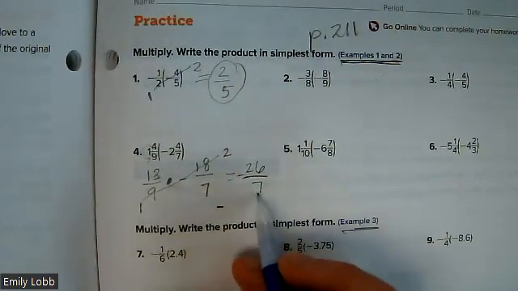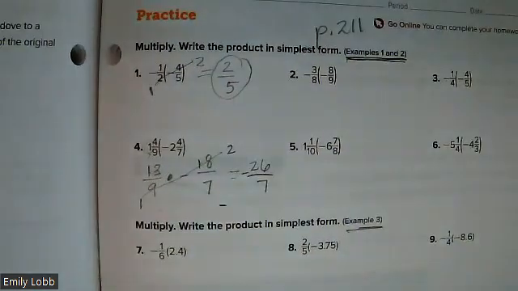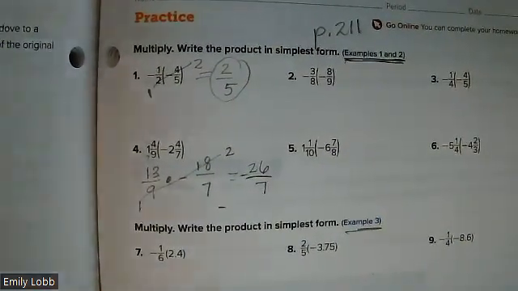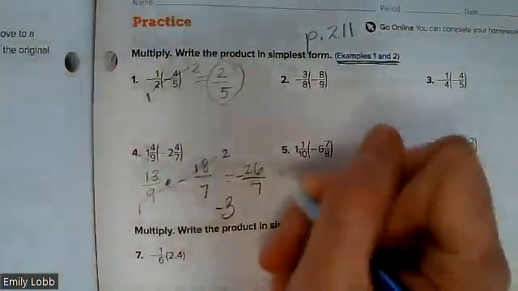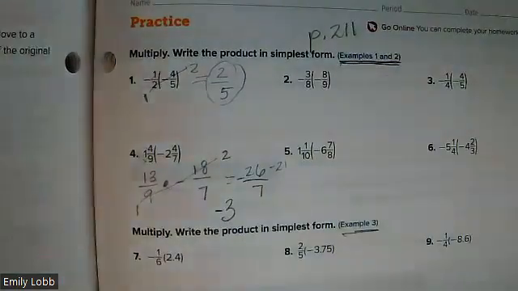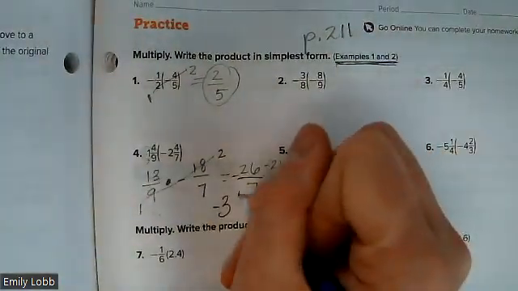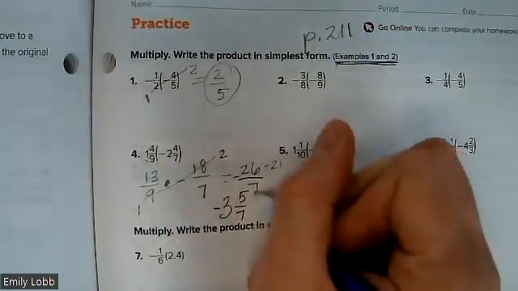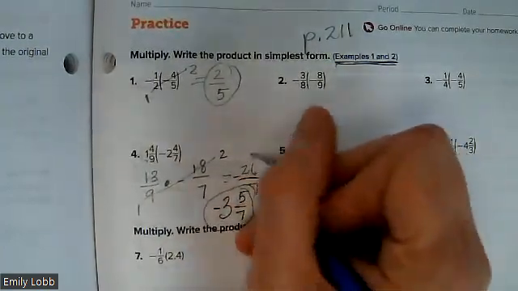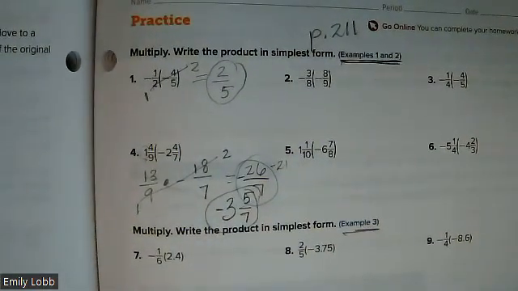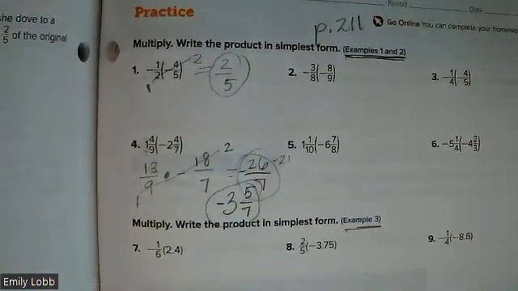Well, I know 7 goes into 26 how many times? 3 times without going over, and 3 times 7 is 21. So 26 minus 21, I have a remainder of 5, and I write that over what I was dividing by. So there's 2 good answers there. Okay.